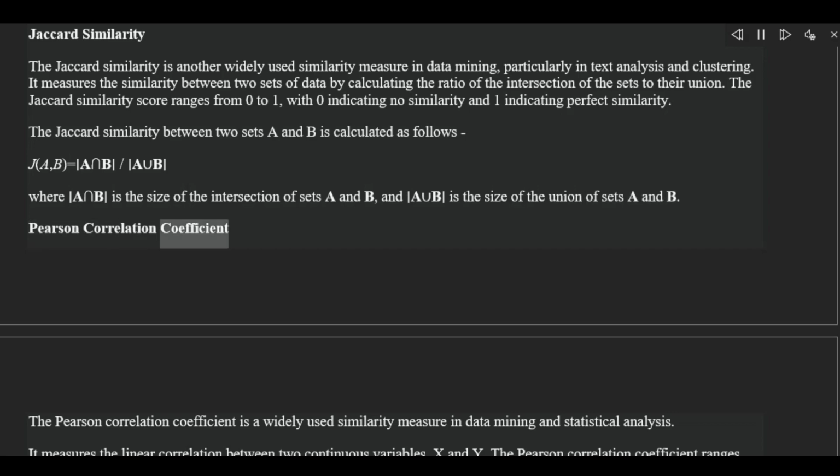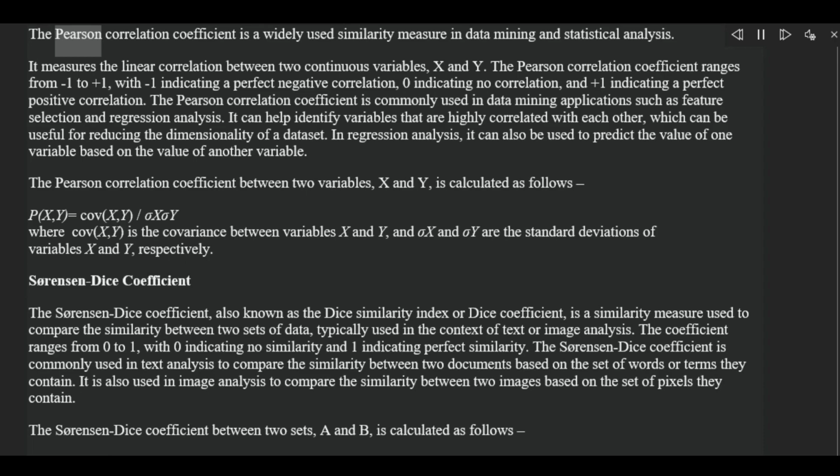Pearson correlation coefficient. The Pearson correlation coefficient is a widely used similarity measure in data mining and statistical analysis. It measures the linear correlation between two continuous variables, x and y. The Pearson correlation coefficient ranges from -1 to +1, with -1 indicating a perfect negative correlation, 0 indicating no correlation, and +1 indicating a perfect positive correlation.